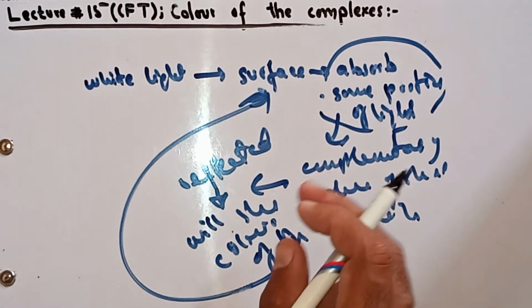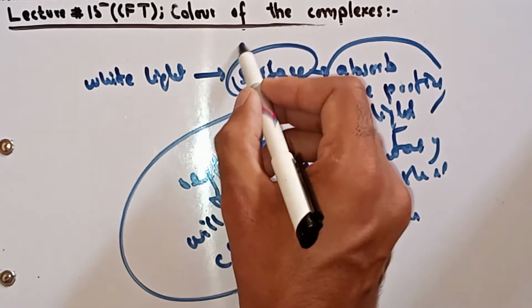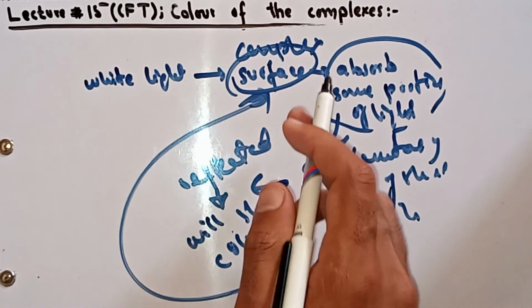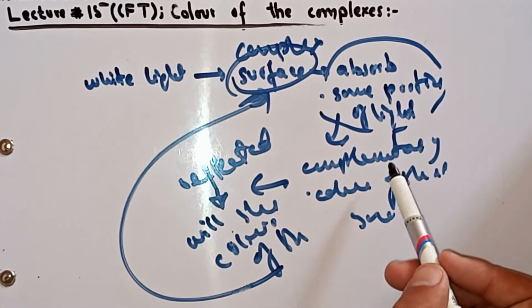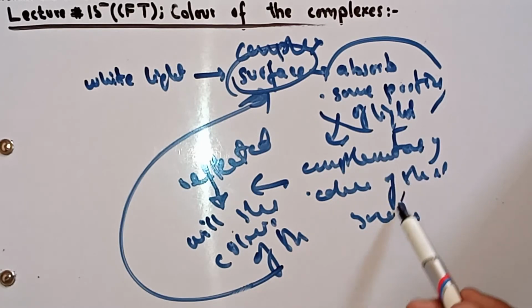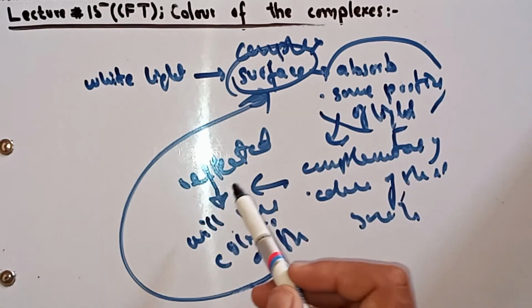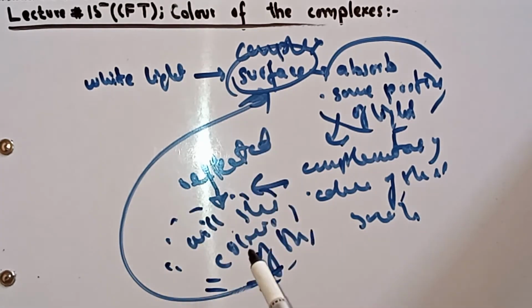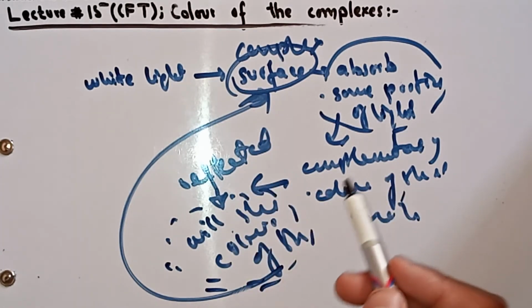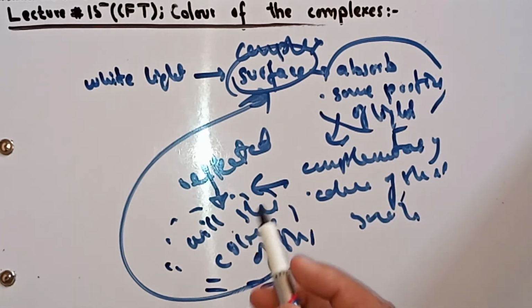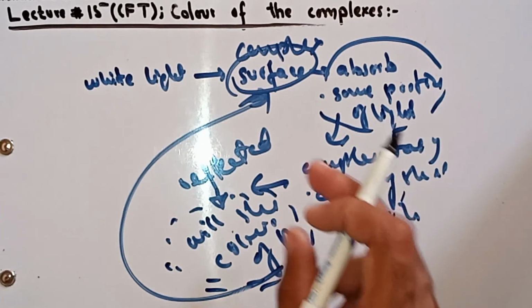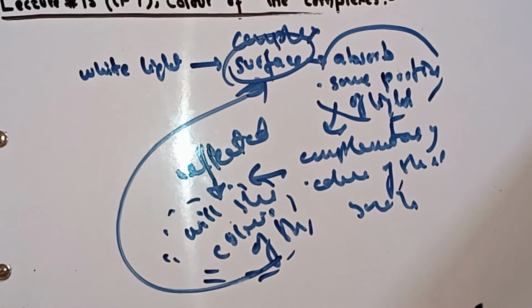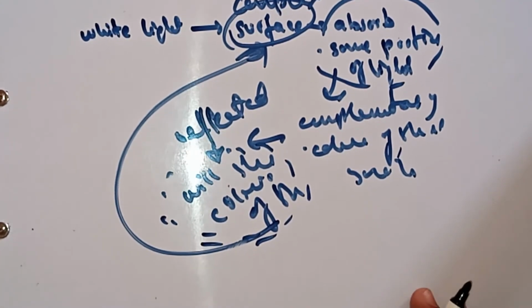What happens in the complex? When white light falls on the complex, it absorbs some portion of light. After that, the complementary color of that absorbed light will be reflected by the complex. So this reflection, this complementary color, will show us the color of the given complex. So what is the phenomenon, what is the reason behind why the complex absorbs color?